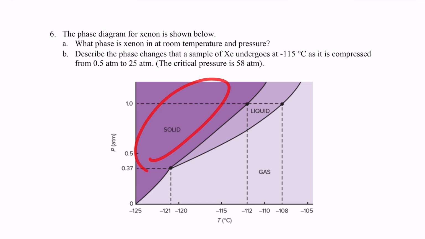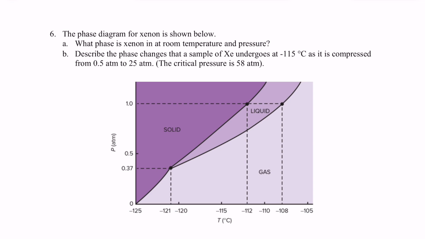So this dark purple shaded region here means that if I have a pressure and temperature in that region, the solid is the most stable phase. The lighter purple region here would be liquid, and then out here we have gas. So the first question is, what is the phase of xenon at room temperature and pressure?